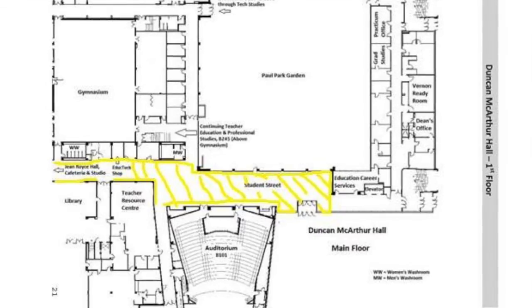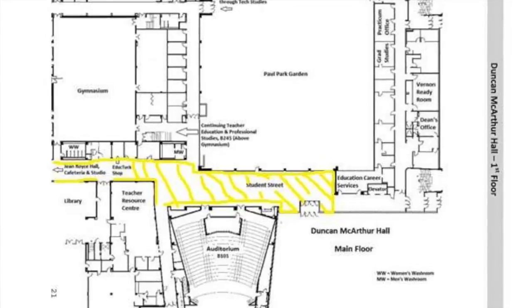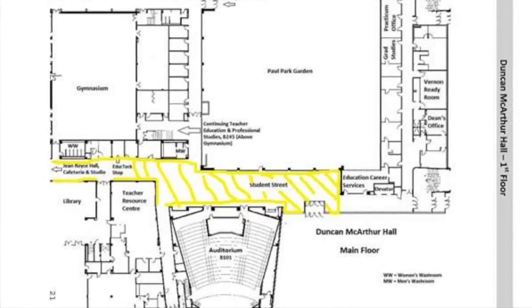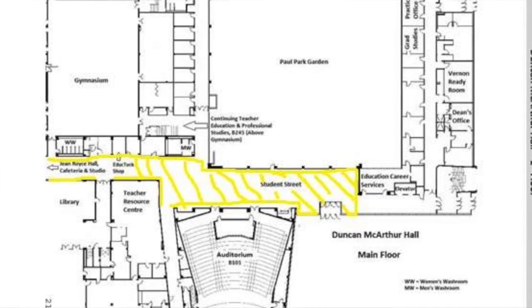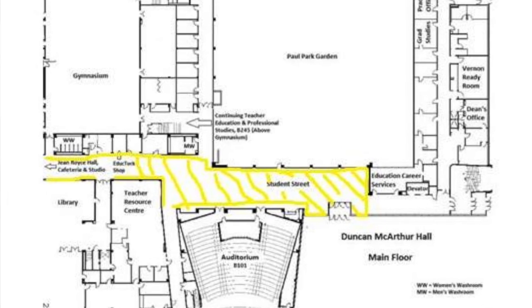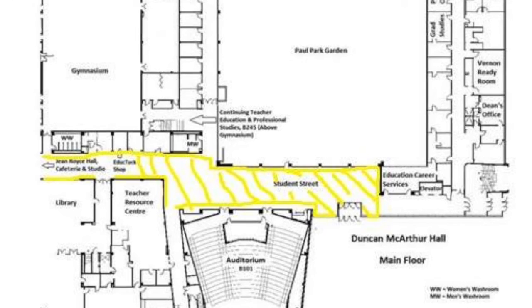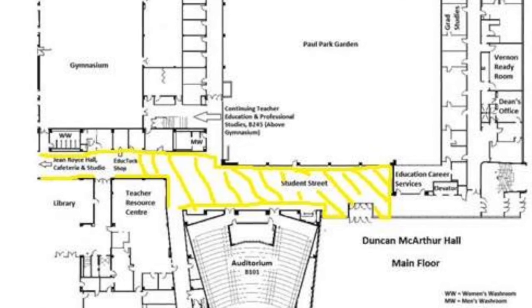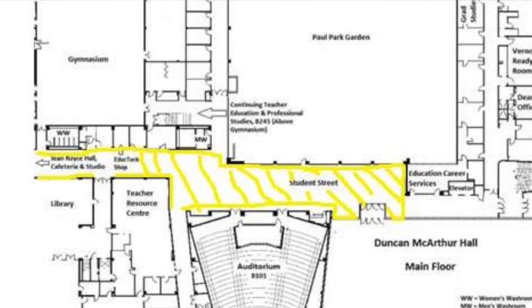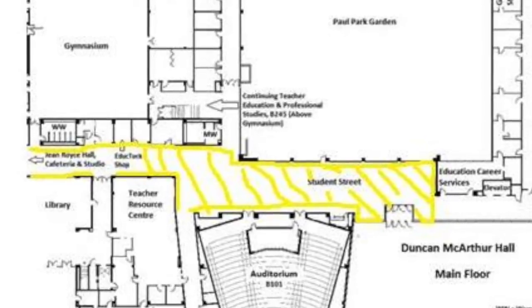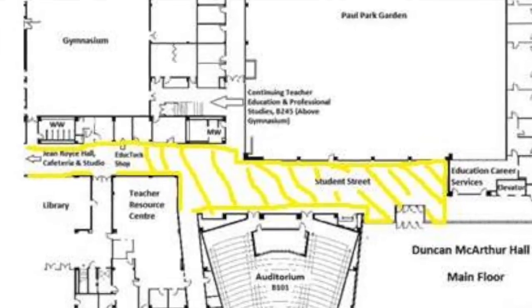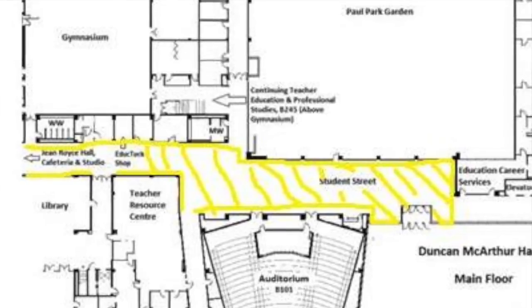It's pretty interesting. And then there's Student Street, which is sort of a walkway when you're on West Campus, in Duncan McArthur Hall. There's a bunch of tables and chairs, which is a great place to study if you don't have anywhere else to go. Those are some really great places to sit, and it's right outside the auditorium, and it's just a nice long walkway, and it goes from Duncan McArthur all the way to Jean Royce.